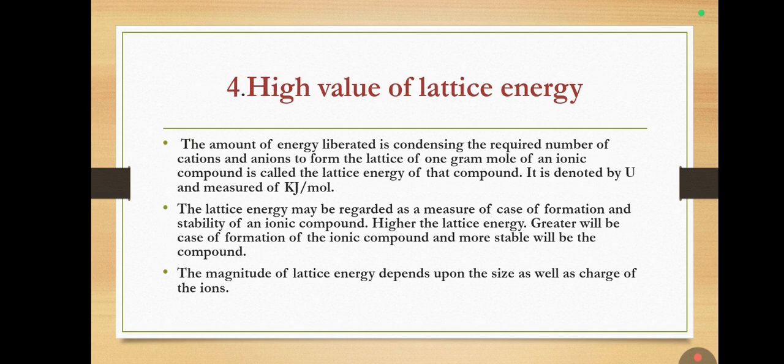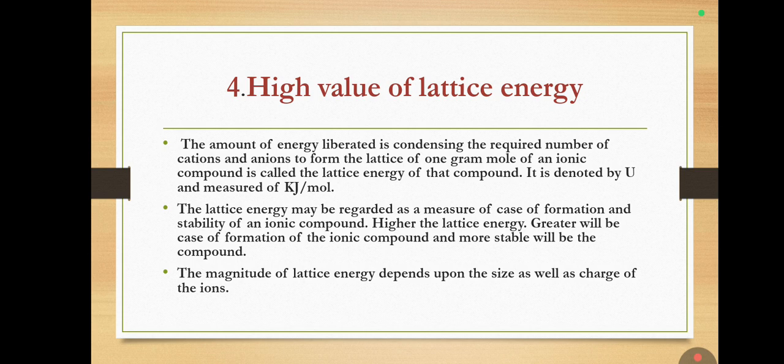Fourth one, high value of lattice energy. The amount of energy liberated when the required number of cations and anions come together to form the lattice of 1 gram mole of an ionic compound is called the lattice energy of the compound. It is denoted by U and measured in kJ per mole.